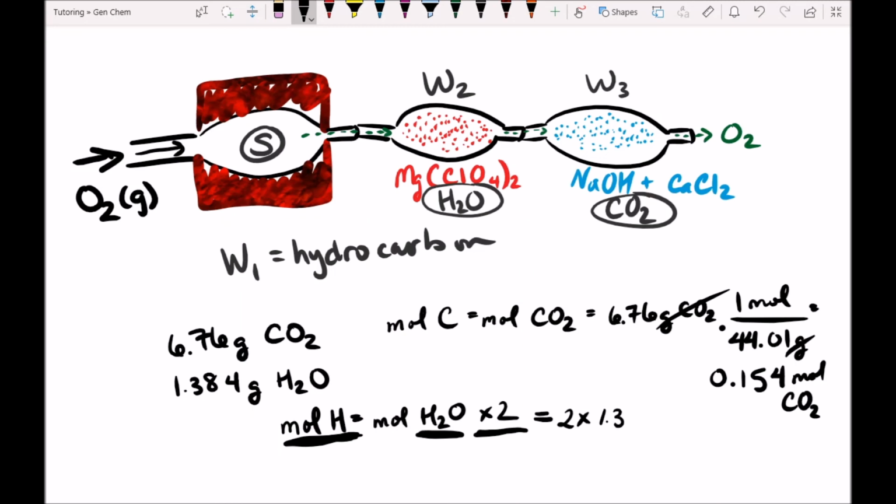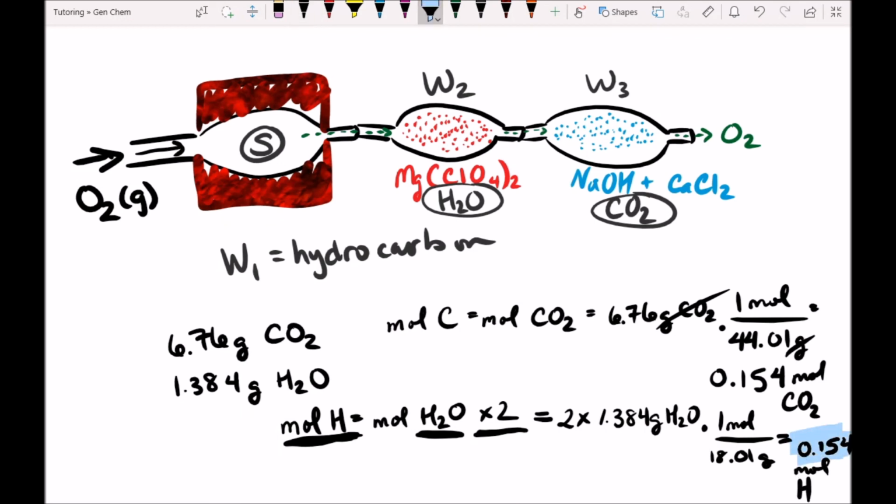So we have 1.384 grams of water, and we use the molar mass. So every 1 mole of water is 18.01 grams. Grams cancels, and what we find is that we get 0.154 moles of hydrogen.